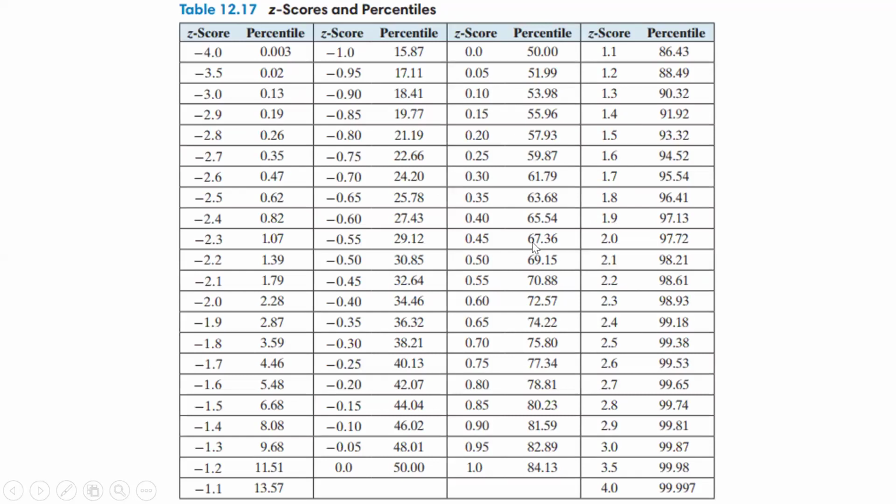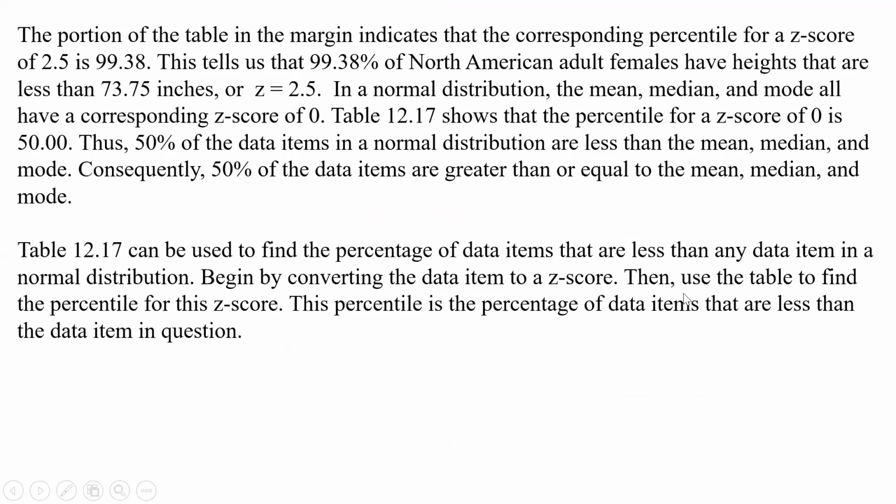I'm going to pull it up every so often, because we're going to have to use it. Hopefully we'll start understanding how to use this table with not only just one score, but sometimes we're going to look at between two scores. The portion of the table in the margin indicates the corresponding percentile for a z-score of 2.5 is 99.38, like I mentioned.